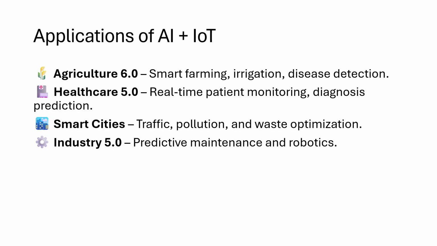Next, the applications of AI plus IoT. The first one is Agriculture 6.0, which covers smart farming, precision farming, and disease detection. In healthcare, with the help of AIoT, we can have continuous patient monitoring. For smart cities, we can control traffic and pollution, and also use it in waste optimization. In Industry 5.0, there is predictive maintenance and robotics. So each sector benefits from automation plus intelligence.